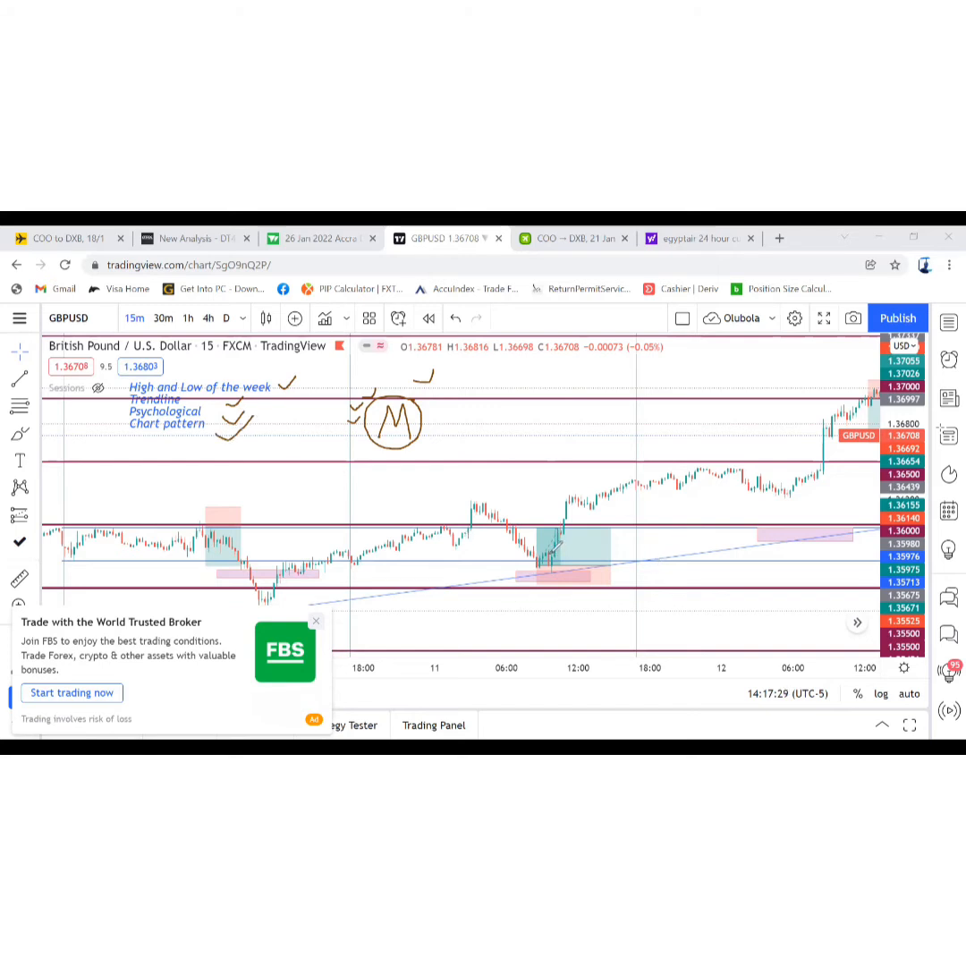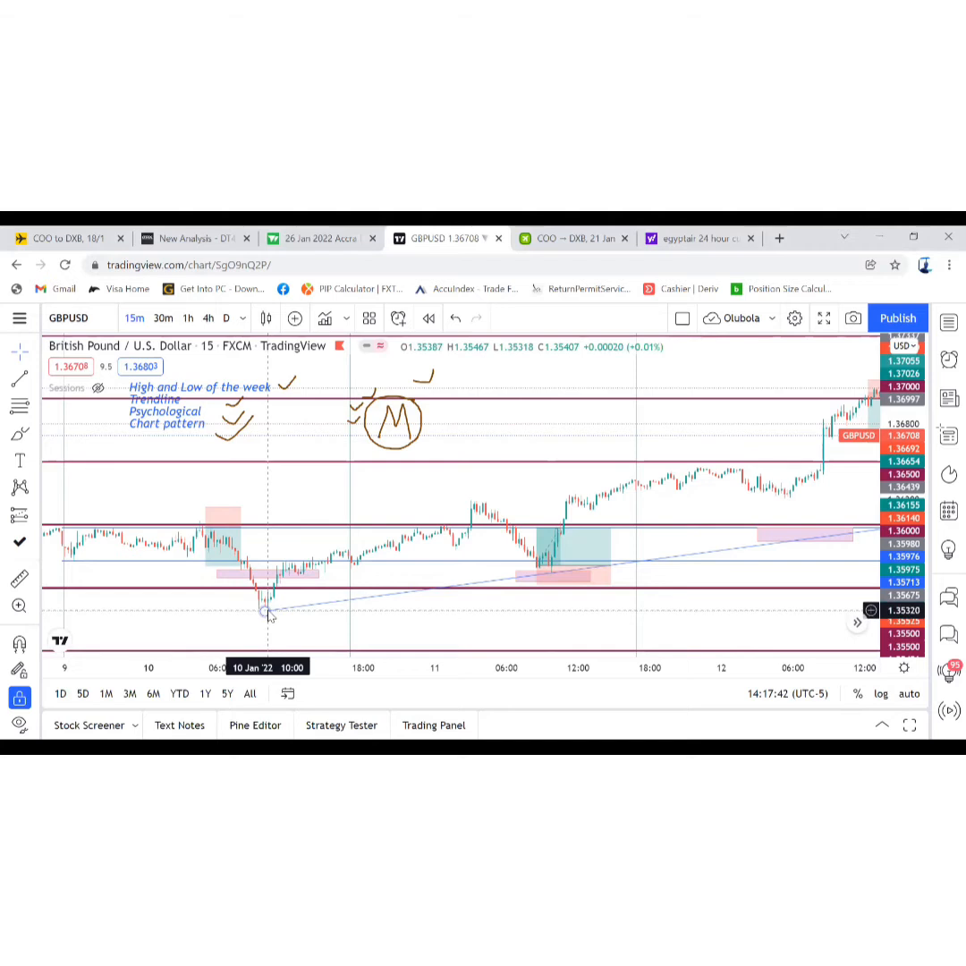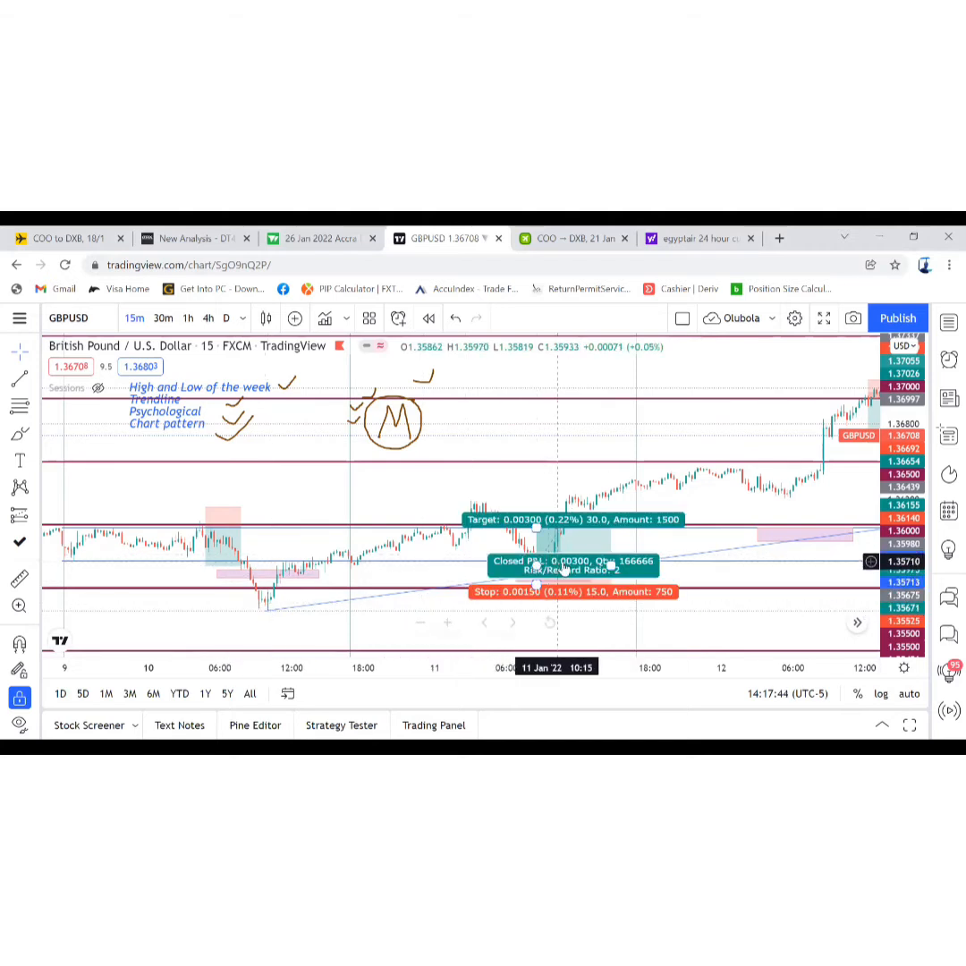On Tuesday, the market was reacting on this trend line that was coming from this drop. We have the first drop here. We have the second drop here. So we have a trend line. I have a trend line present here. Okay, the trend line is present. I have the low of the week present as well.